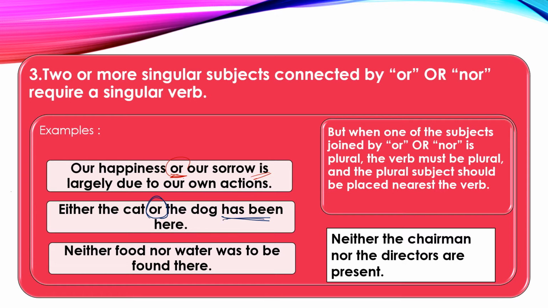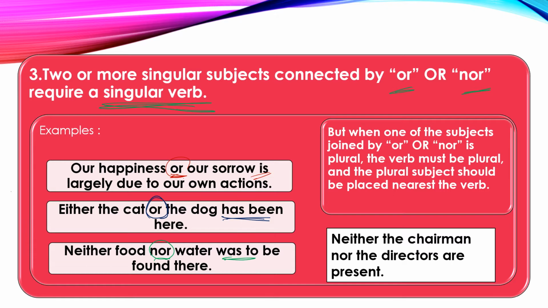Another example is: Neither food nor water was to be found there. As you can see, these two subjects, food and water, are joined by nor. So as per this rule, if two or more singular subjects are joined by or, nor, we will use singular verb form. That's why we used was. So neither food nor water was to be found there, not were. We used singular verb form, that is was.